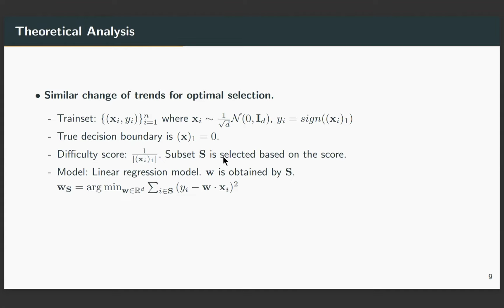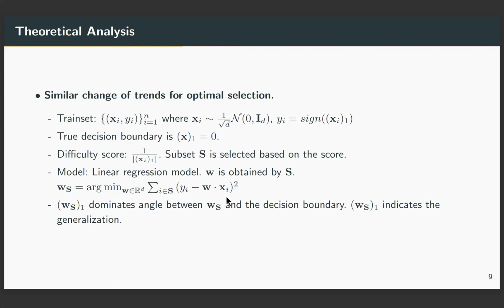We will select a subset S based on this score and train a linear regression model W_S by solving this optimization problem. Then we evaluate the quality of S by observing the first element of W_S. This is because W_S1 dominates the angle between W_S and the decision boundary.